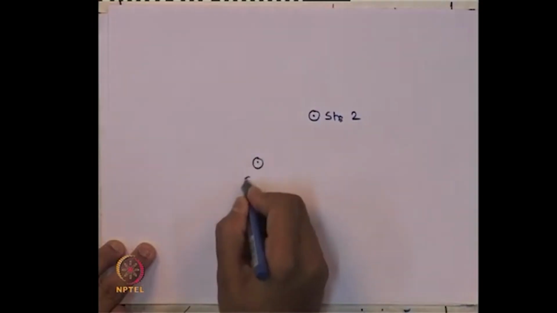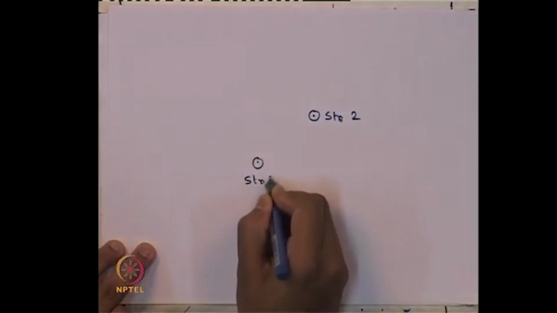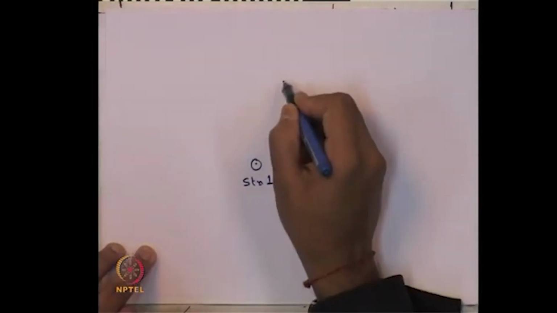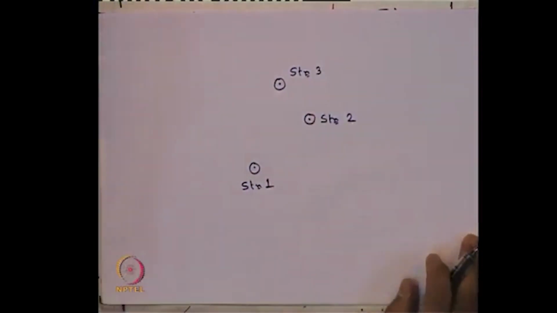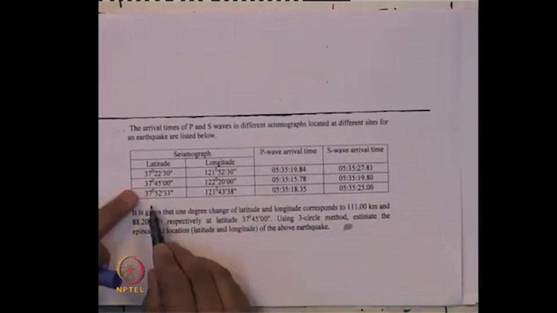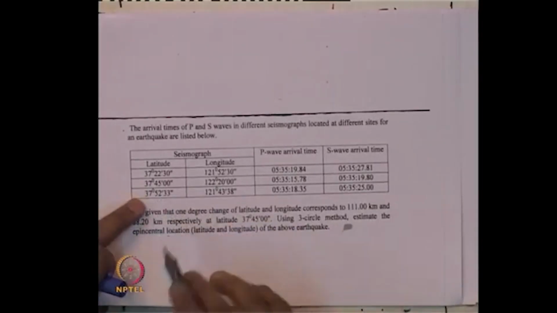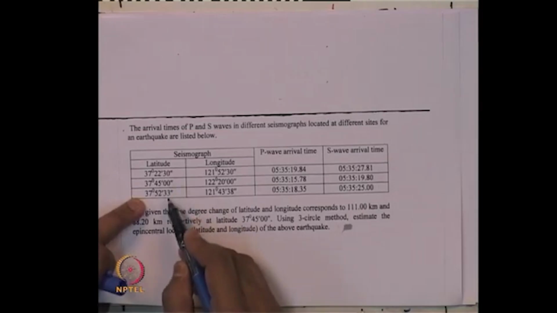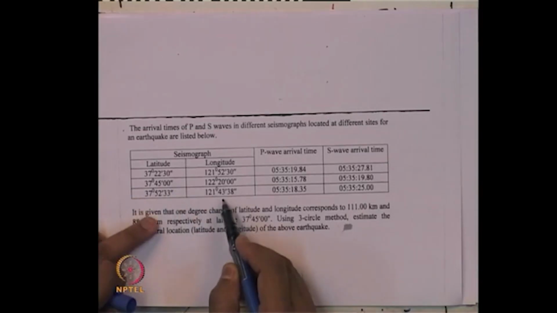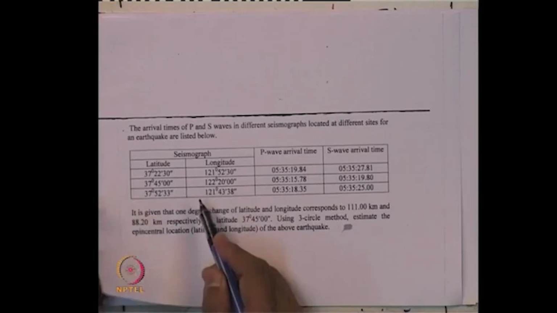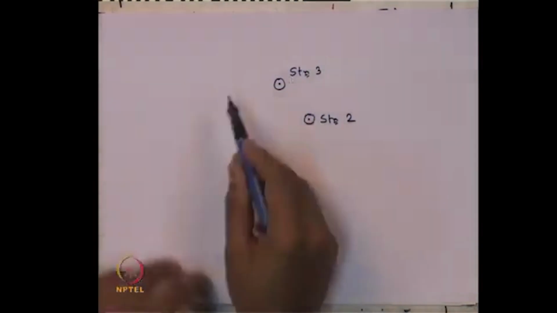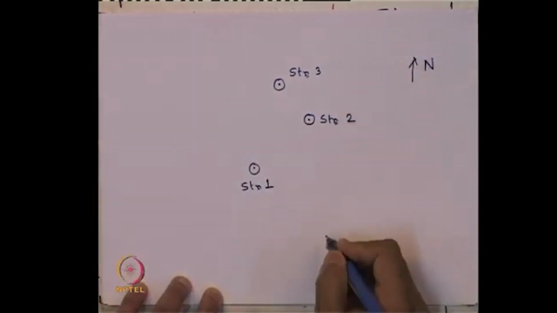station 1 is here, we have already identified. With respect to that, station 3 will be somewhere here. So, this is the location of station 3. Why? Because if we compare the values for stations 2 and 3, station 3 is located still further north of station 2 as far as latitude is concerned, and in longitude, station 3 is on the west side of station 2. So, it is in the northwest direction of station 2, that is why northwest. So, this is our north direction.